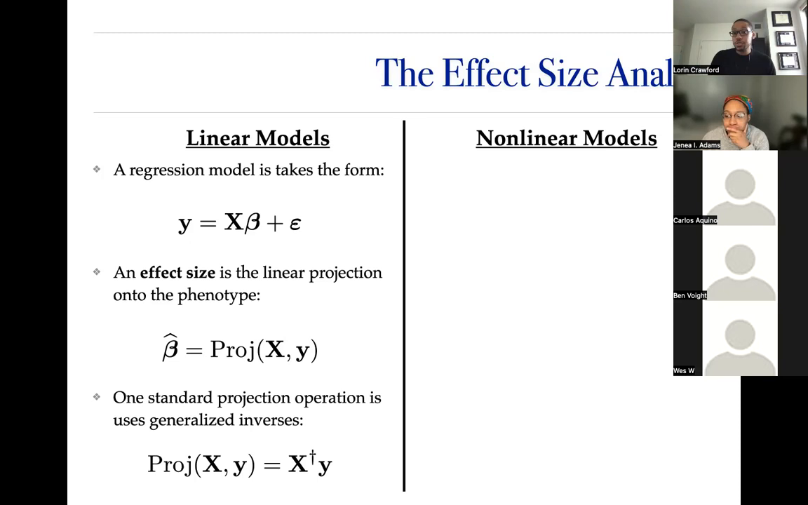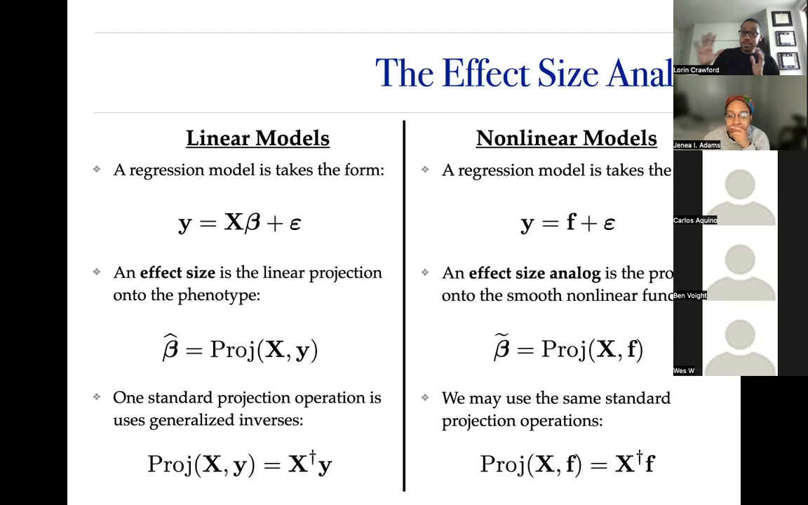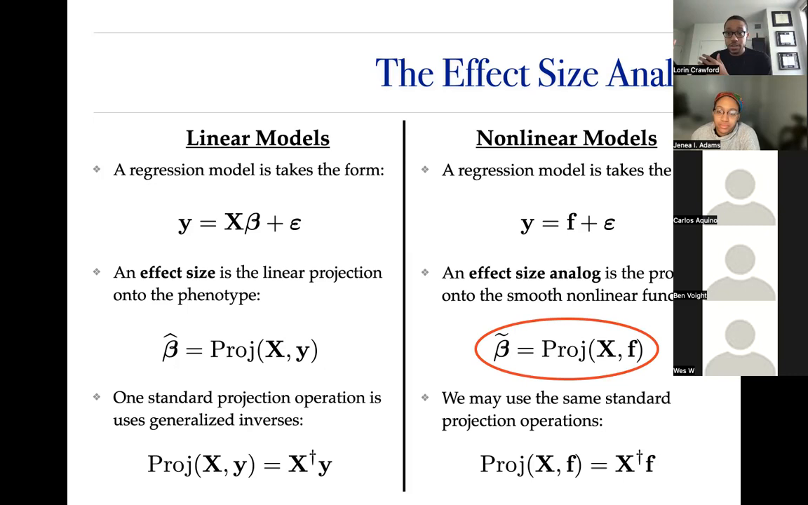Now, for my effect size analog for nonlinear models, I can do the same exact thing, but you can see on the right-hand side, I've relaxed this idea of having an Xβ relationship. Now I just have my nonlinear function F. To create my effect size analog, instead of projecting Y onto the column space of X, I'm going to project my smooth nonlinear function F onto the column space of X. And I can define this projection any way I want.